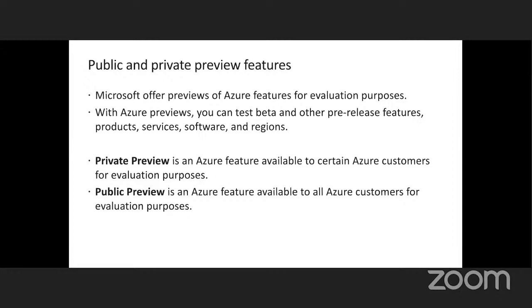So a private preview is an Azure feature available to certain Azure customers for evaluation purposes. It's only for a select group of customers, not everybody. Whereas the public preview is for all customers of Azure to evaluate, right, before they launch it to general availability. Okay. So there are some preview features that are not covered by customer support. Okay, so not all of them are covered.